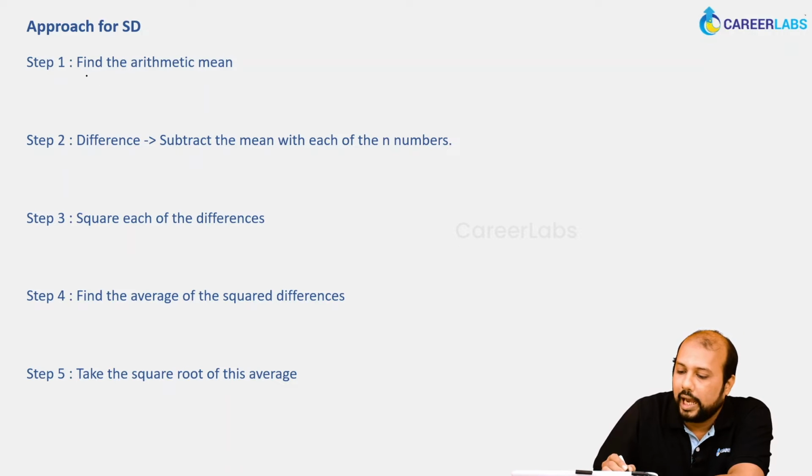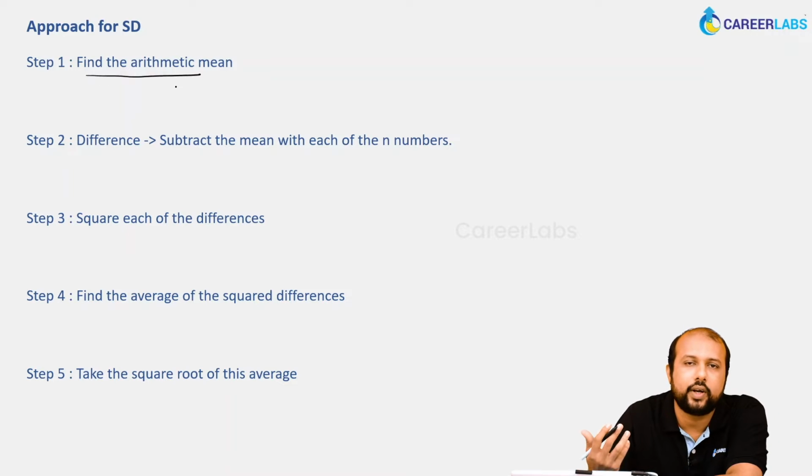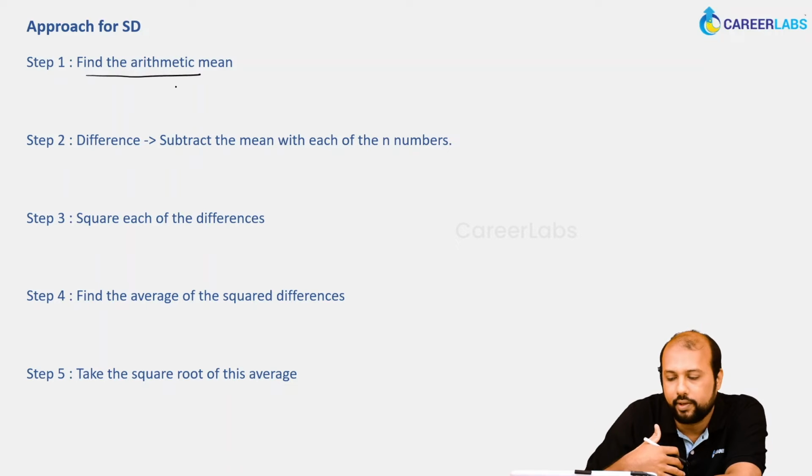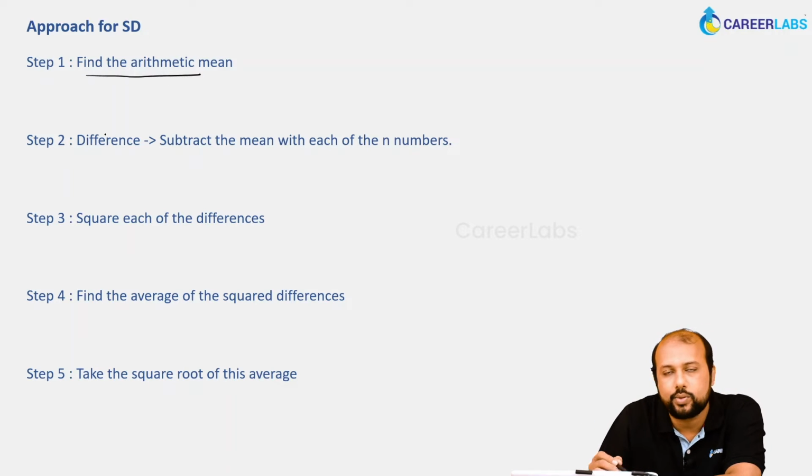Step 1, average. Finding the average of the given list is very, very important, because standard deviation is basically how the elements are spread away from the mean. So finding the mean is one of the basic steps. The second step, you find the difference between each and every element with the average, with your mean. Subtract the mean with each of the n numbers.